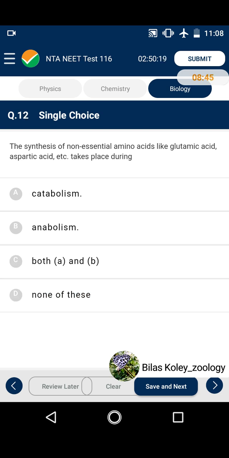Question 12. The synthesis of non-essential amino acids like glutamic acid, aspartic acid, etc. takes place during, and the options are catabolism, anabolism, both A and B, none of these. In this question, the right option will be option B, anabolism.